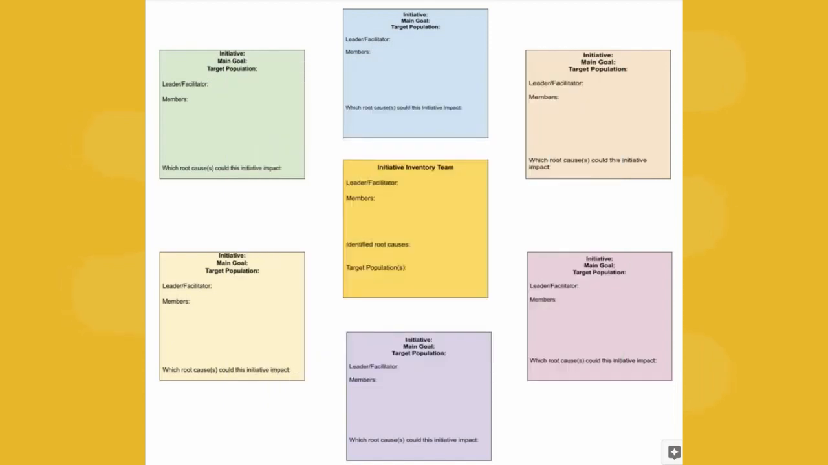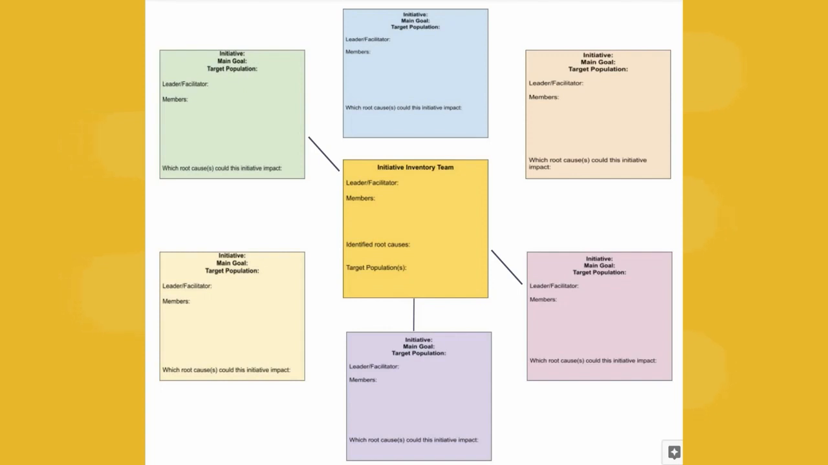The last step is to take a look at the team members for each initiative. If there is overlapping between an initiative and your inventory team, draw a line to the center box. For example, if one member is on your RTI team and is also a member on your inventory team, then draw a line from the RTI box to the center box.